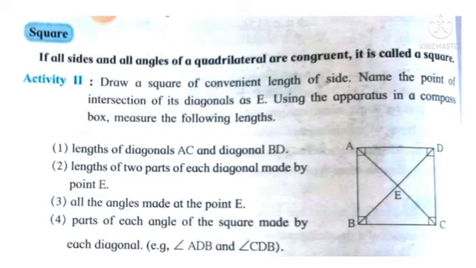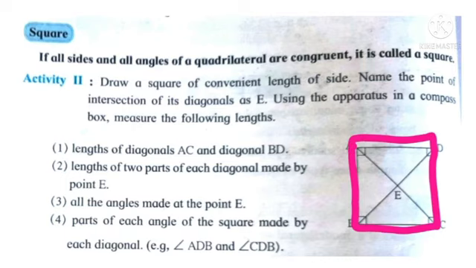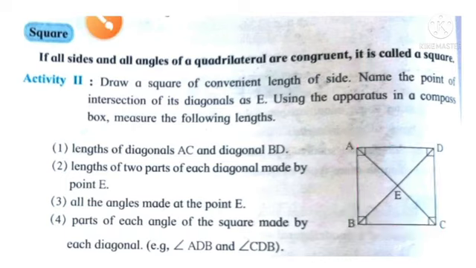Then next one is the square. If all sides and all angles of a quadrilateral are congruent, then we say that it is square. See in the figure, quadrilateral A, B, C, D. Observe here. Here diagonals are congruent. Here all sides are congruent. And each angle is 90 degree. That is congruent. So we call it as square.